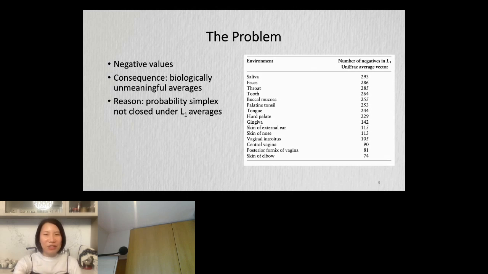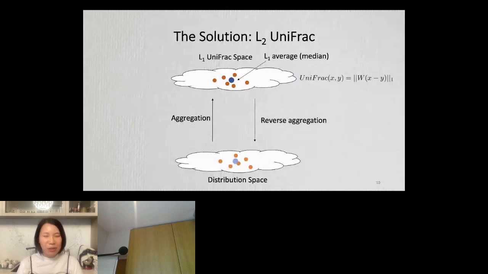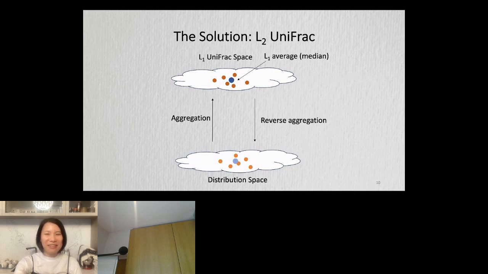Then what is the solution? We proposed a very simple fix. We proposed a new alternative metric called L2 UniFrac. Basically, instead of taking the L1 norm in the aggregated space, we will now take the L2 norm instead. As such, the L1 UniFrac space will now be called the L2 UniFrac space. And instead of taking the L1 average, which is the median, we will now take the L2 average, which is the mean. Right?